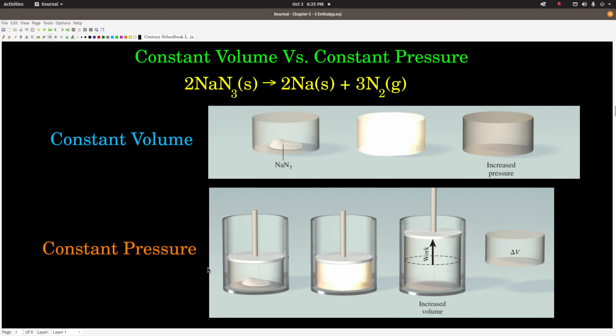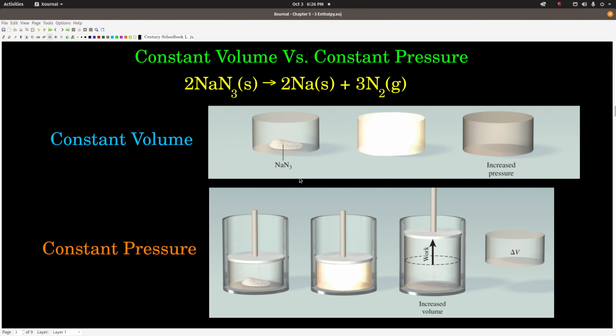Now, a constant pressure process, same reaction, decomposition of sodium azide. In a constant pressure situation, we have basically a piston in here that can move up and down so as to maintain a constant pressure inside of this container. So now when we decompose the sodium azide, the pressure inside here starts to increase. It pushes up against this piston and it rises. The volume increases, and so some of that energy that was released from the decomposition of the sodium azide goes into work. Less of it goes into thermal energy.